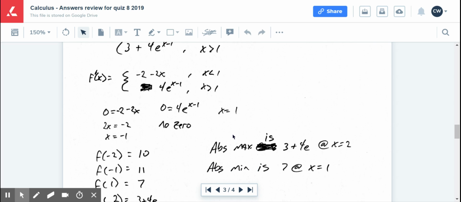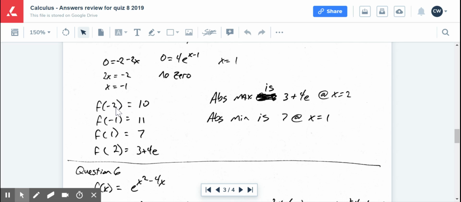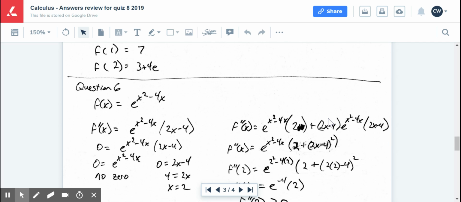Therefore, it's also a critical point. All right. We said the interval, I went back and wrote the interval was from -2 to 2. So that's why these are in here. And then my two critical points are -1 and 1. Plug those in: 10, 11, 7, 3 plus 4e. 3 plus 4e is going to be my biggest value, and it occurs at 2. And my smallest value is 7, and it occurs at 1.